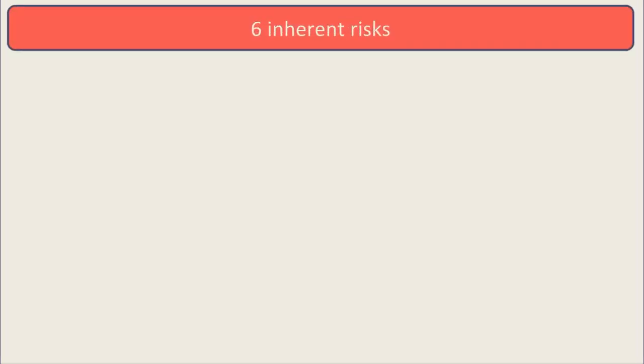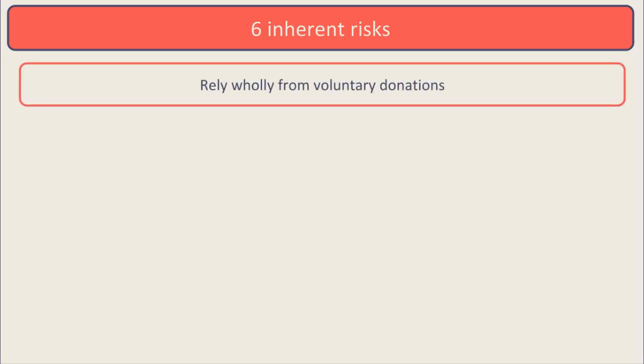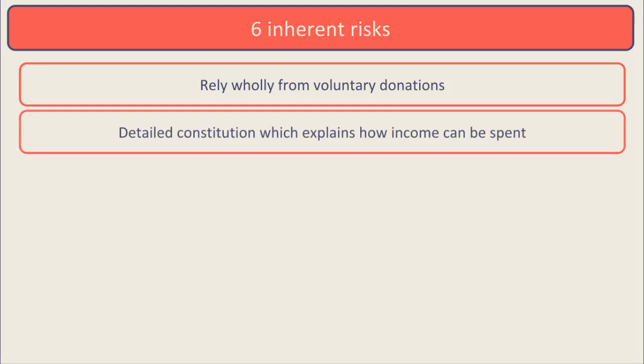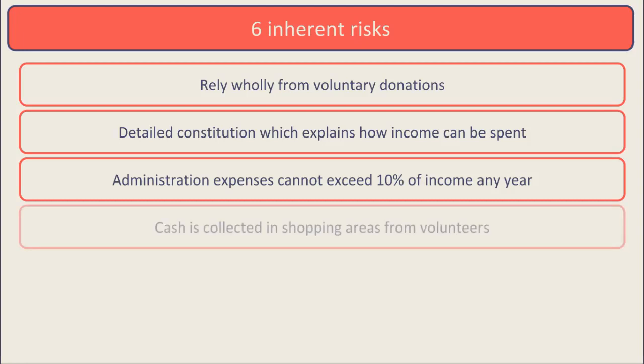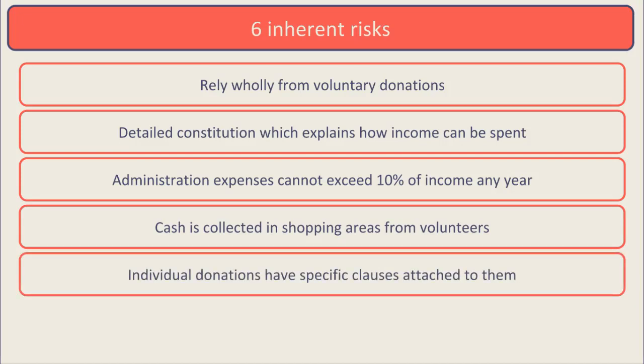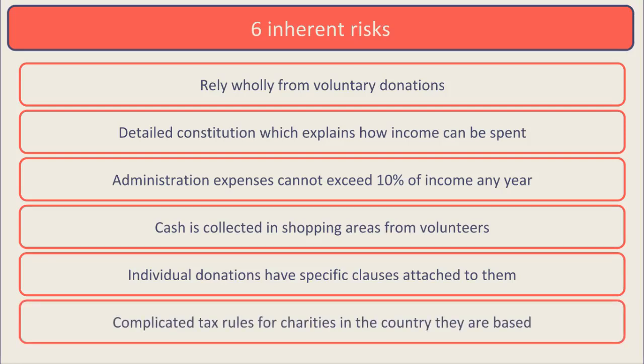The 6 I have identified from the scenario are: they rely wholly on voluntary donations. There is a detailed constitution which explains how income can be spent. Administration expenses cannot exceed 10% of income in any year. Cash is collected in shopping areas from volunteers. Some individual donations have specific clauses attached to them. And there are complicated tax rules for charities in the country they are based.